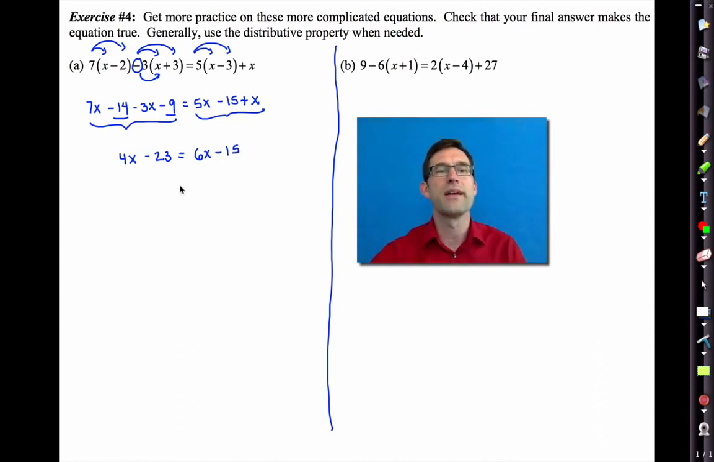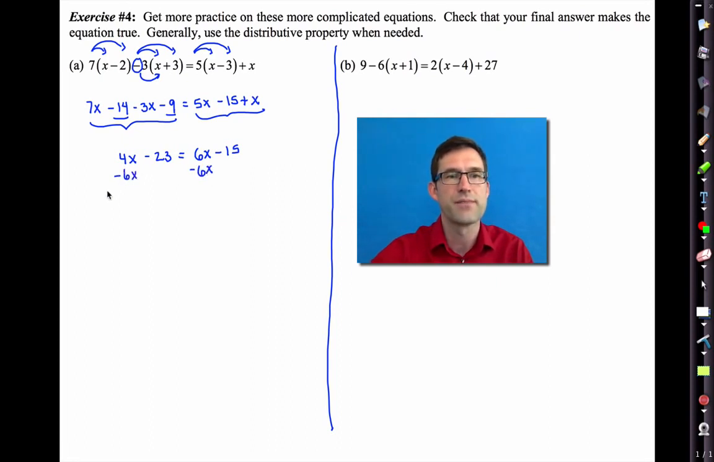Now a lot of times people like getting it so that the x is on the left-hand side of the equation, so I'm going to do that. I'm going to subtract 6x from both sides. Now 4x minus 6x, that's a little bit tricky. It's negative 2x minus 23 is equal to negative 15.